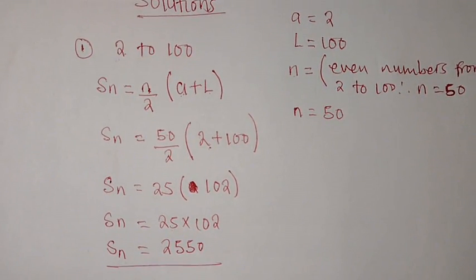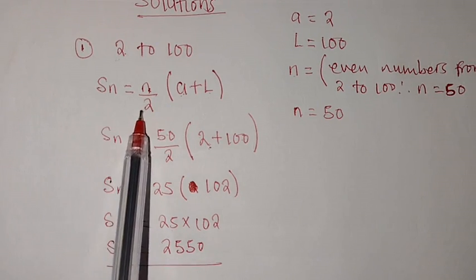Okay, so this is the sum of the first even numbers from 2 to 100. This is how we can apply our first formula.